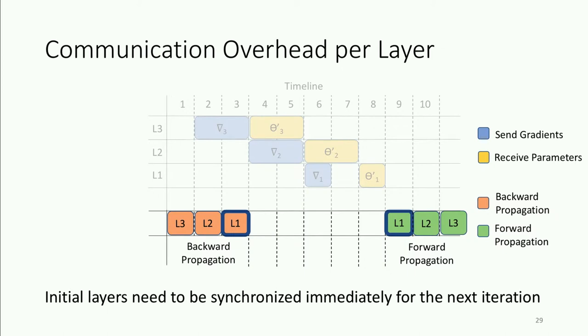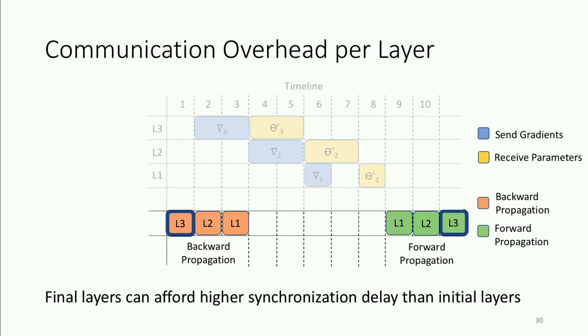Now, if you look at the per layer communication overhead, the initial layer is L1. The gradients for L1 are computed at the end of the backward propagation and are immediately consumed at the beginning of the next forward propagation. So it's very critical to synchronize the parameters of L1 as soon as possible. But at the same time, for final layers, we can afford much higher communication delay. So in this example, the gradients for L3 are computed at the beginning of the backward propagation and are only consumed at the end of the forward propagation.